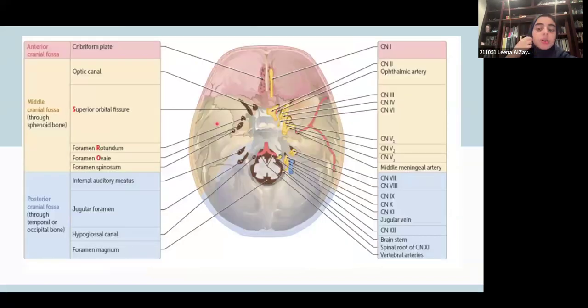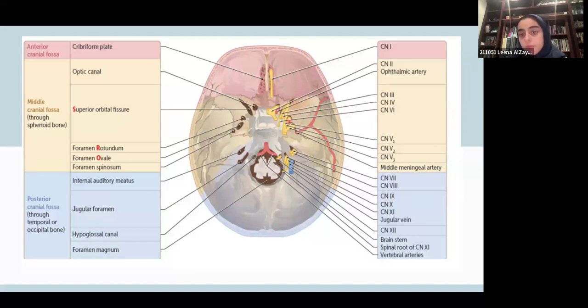This is something we already talked about, and I'm going to revise again. So the second cranial nerve comes out of the cribriform canal, optic canal. Then we have the superior orbital fissure, from which three things come out: cranial nerves number 3, 4, and 6, plus the first branch of the trigeminal, which is 5. And then the one after is the foramen rotundum.